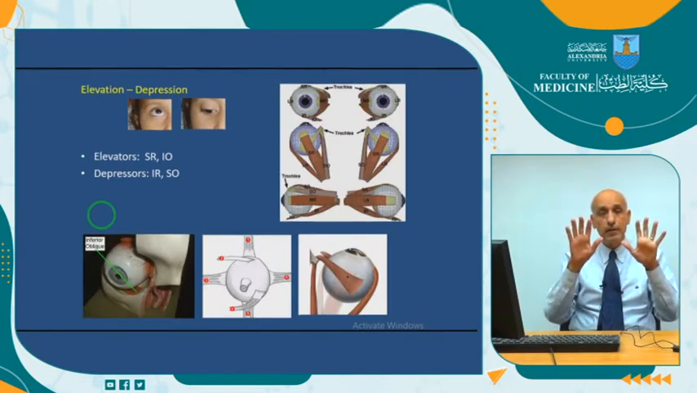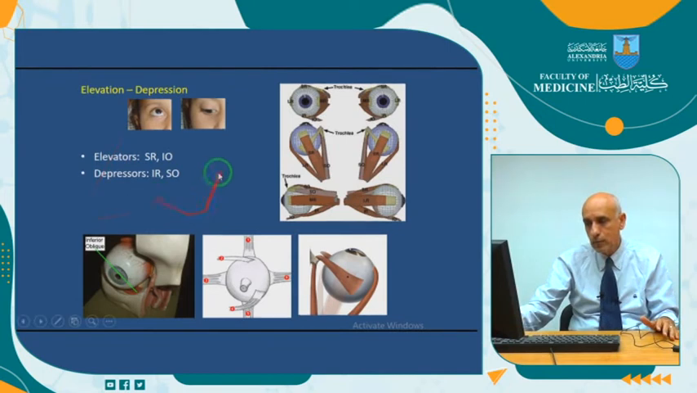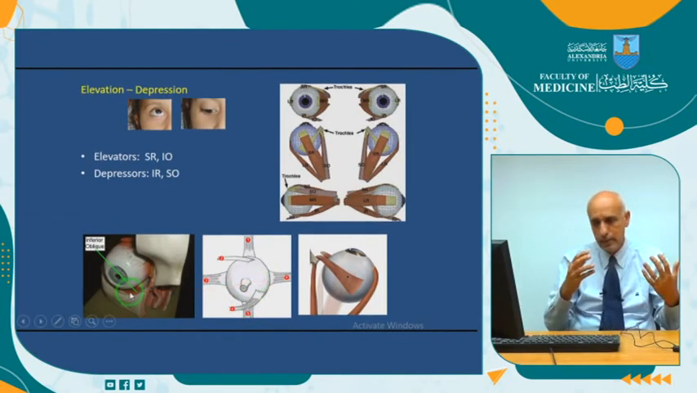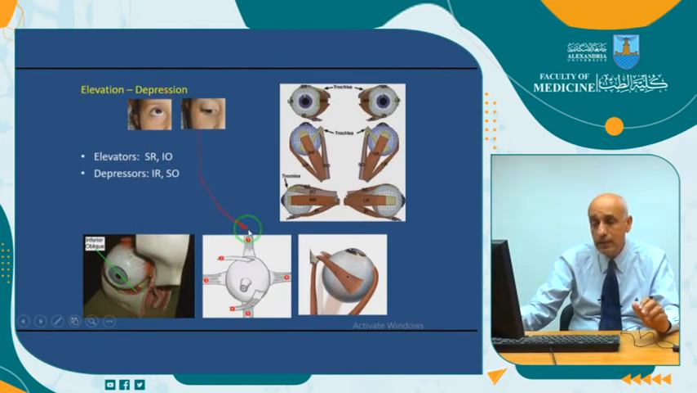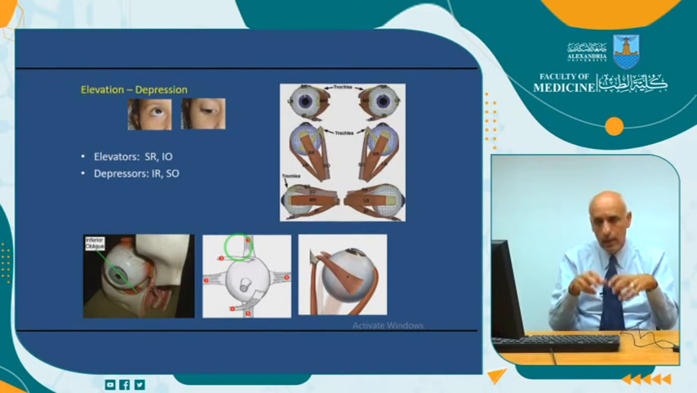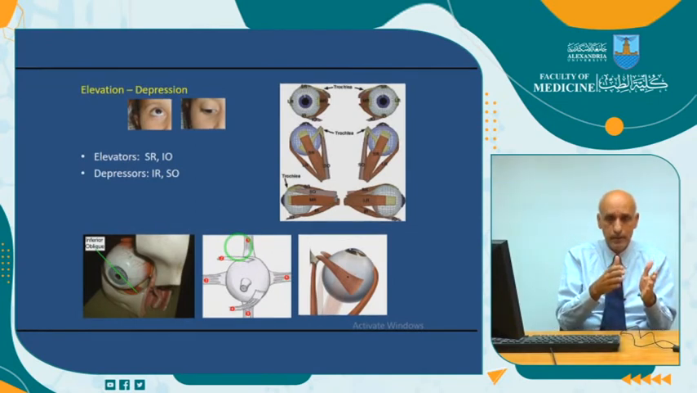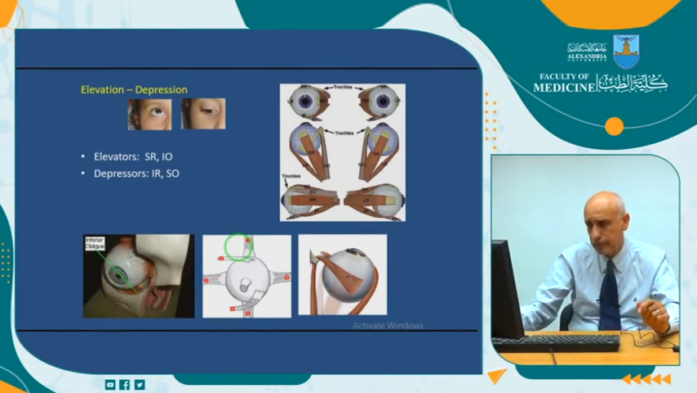Then we have elevation and depression. The elevators are two muscles. We have two muscles attached to the upper part and two muscles attached to the lower part of the globe. At the sides of the globe, we have only two muscles, the lateral rectus and the medial rectus. These two muscles act together when you look up and when you look down. And by the way, when one muscle is stimulated, the other muscle has to be relaxed in order to keep the eye moving in all directions of gaze.